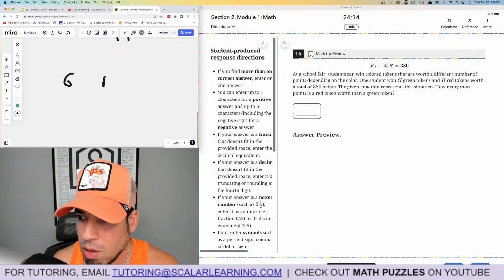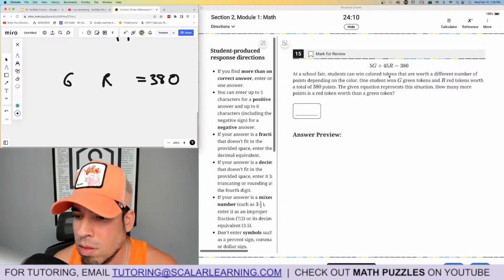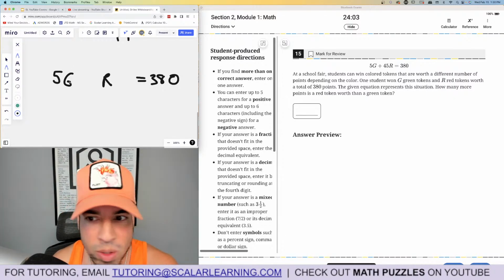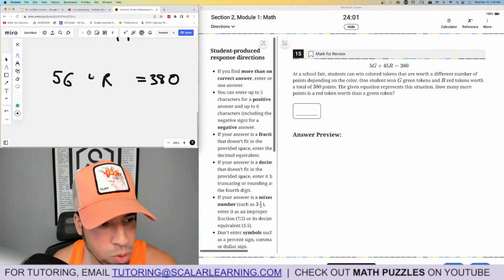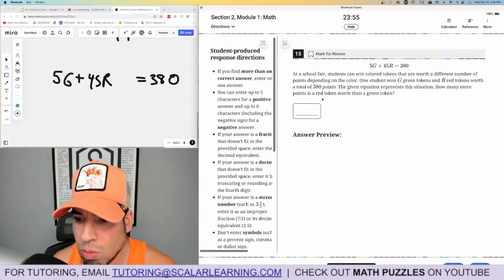G green and R with a total of 380. The given equation represents the situation. That's the number, and so it's 5 points for green, 45 for red. It's an equation up top. The question is how many more points is a red token worth than a green token.